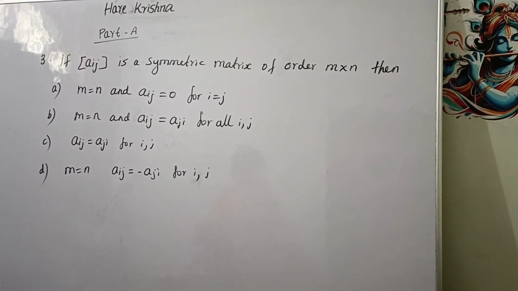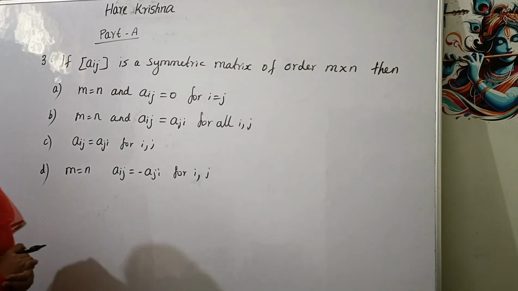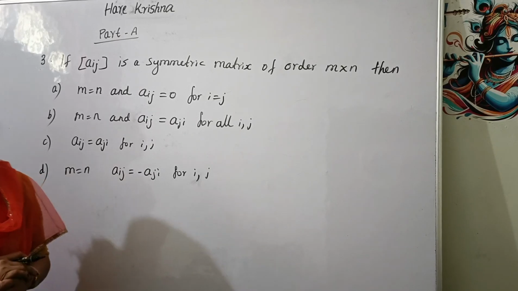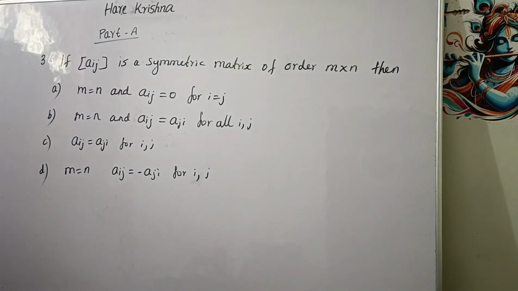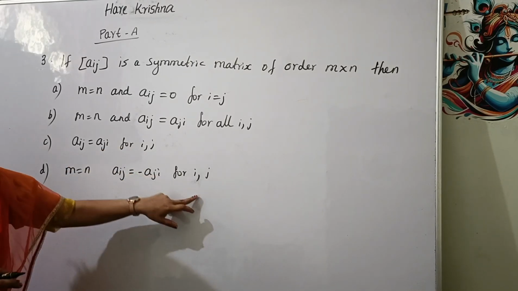Third question. If matrix Aij is a symmetric matrix of order m by n, then the options are: m is equal to n and Aij is equal to 0 for i is equal to j; m is equal to n and Aij is equal to Aji for all i, j; Aij is equal to Aji for all i, j; m is equal to n and Aij is equal to minus Aji for all i, j.